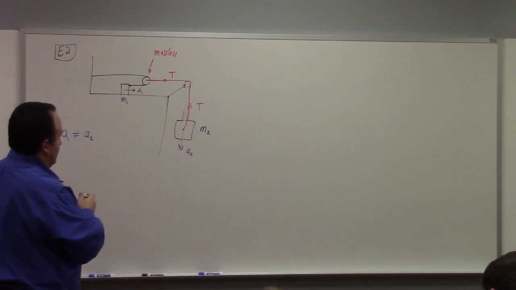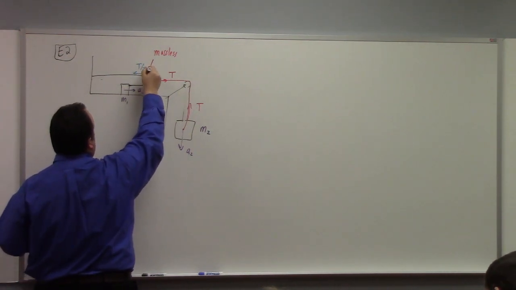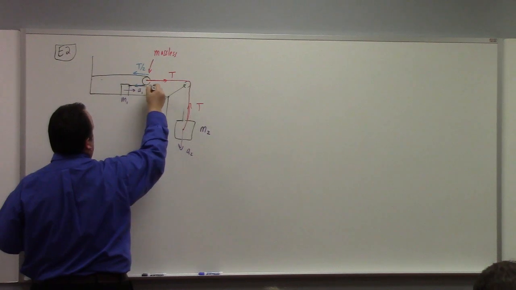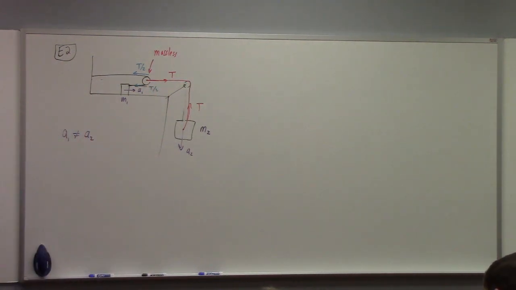Think about it. There has to be a tension of T over 2 on the top and a tension of T over 2 on the bottom, in order to get net force T pulling to the left balanced by a net force T moving to the right. So that's how you have to think about this problem. Once you have that connection, that's the connection between the tension in the rope around the pulley on the table and the tension in the rope hanging over. They're related, they're not equal.